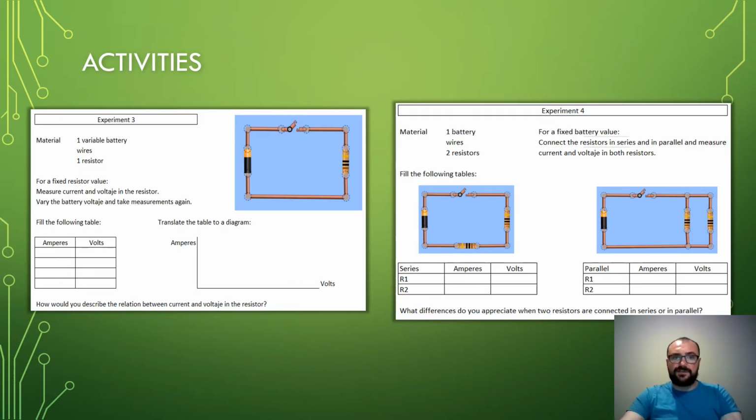In particular, students will investigate Ohm's law, series and parallel circuits, and they will learn to perform measurements with the appropriate instrumentation. So students will collect data and evidence, they will organize this information and translate it into words, tables, and graphics.